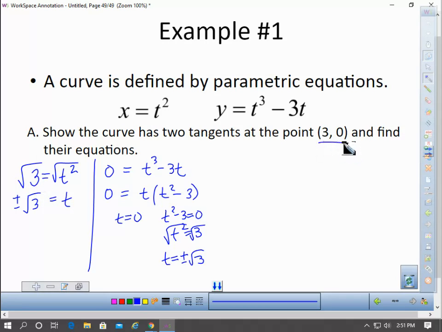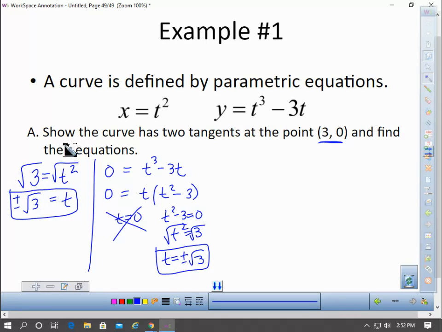Now, in order to have this point, I have to have the 3 and the 0 occur at the exact same parameter value. So I can't include t equals 0, because at 0, obviously, x is going to be 0. It's not going to be 3. So that doesn't work for the point (3, 0). So our 2 values are going to be t equals positive and negative radical 3.